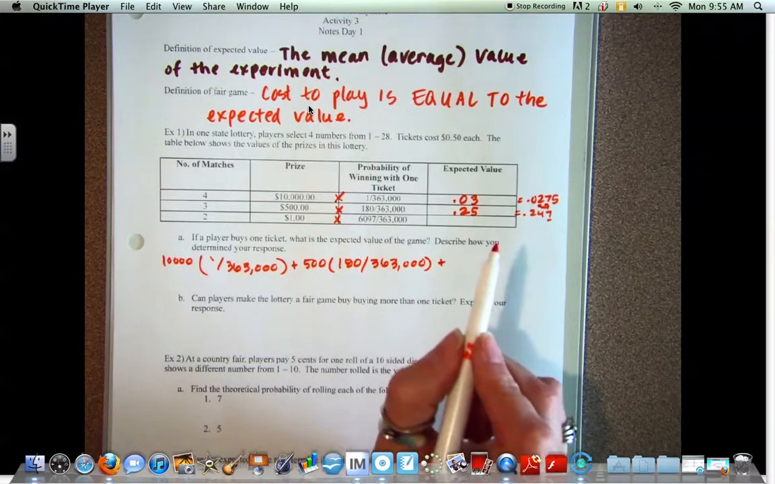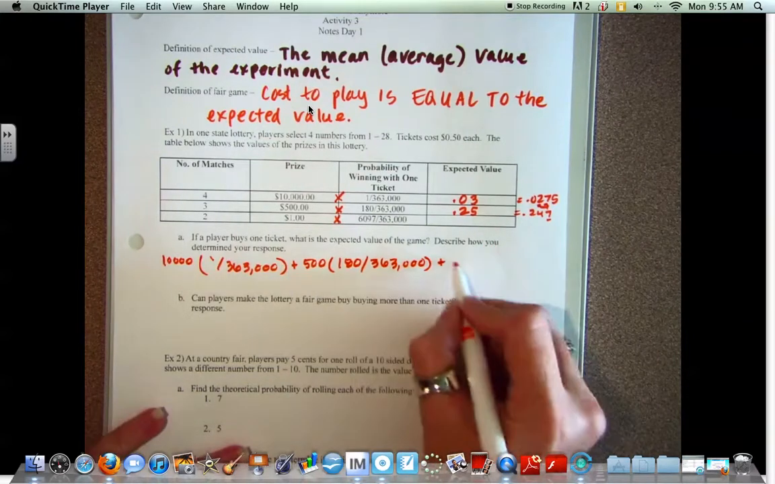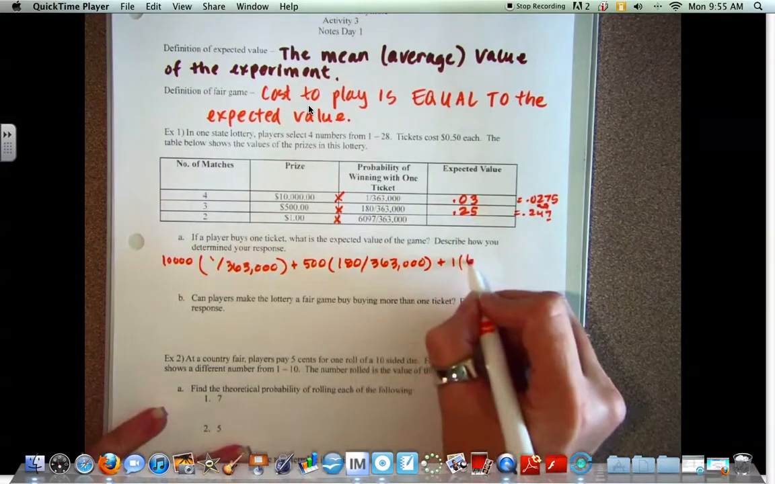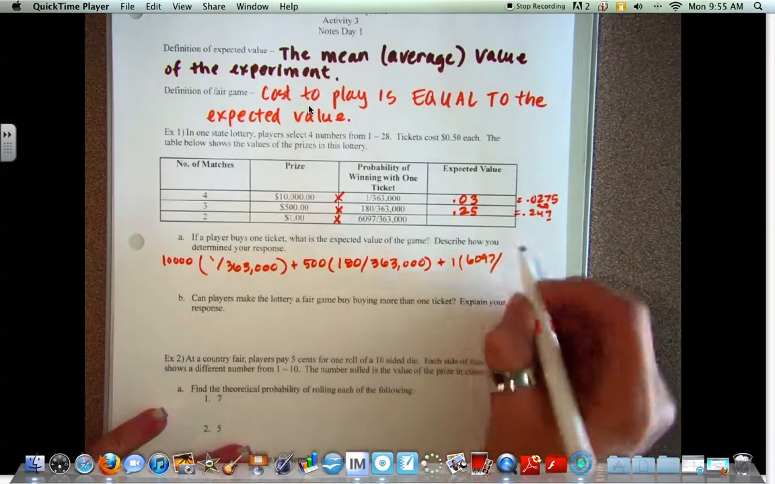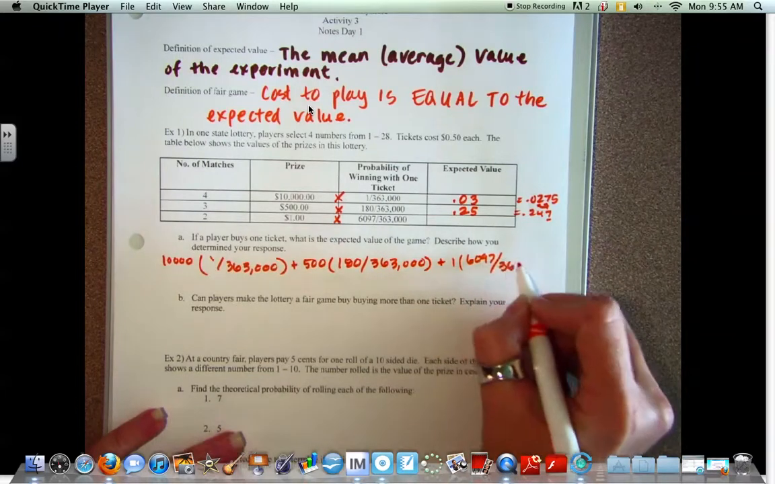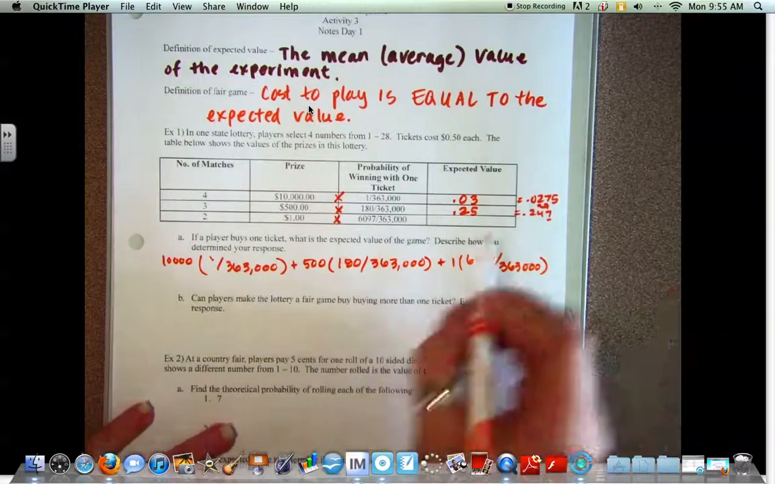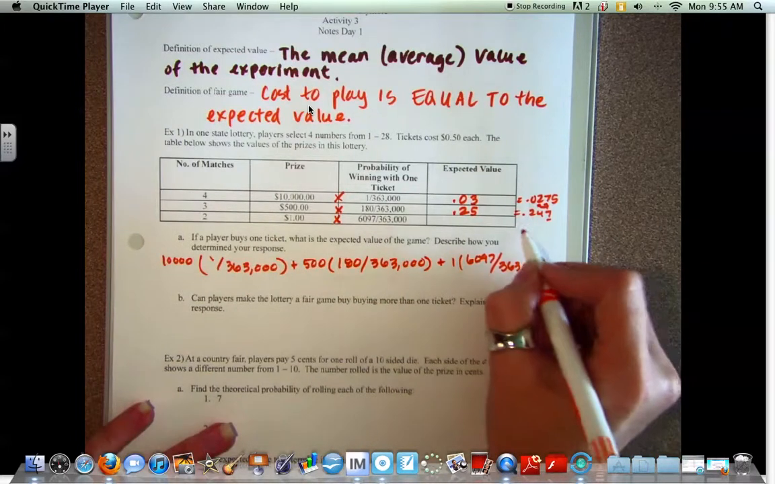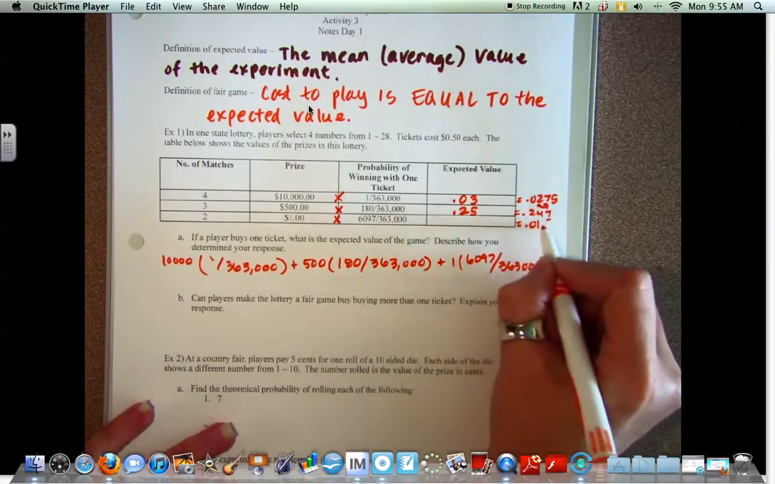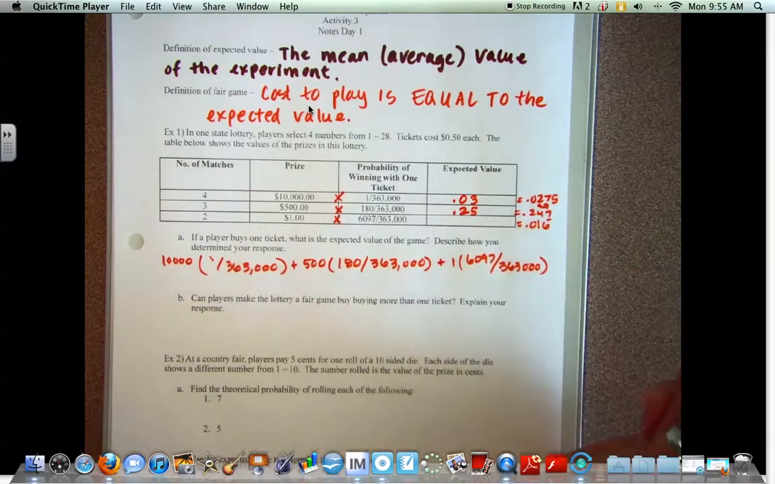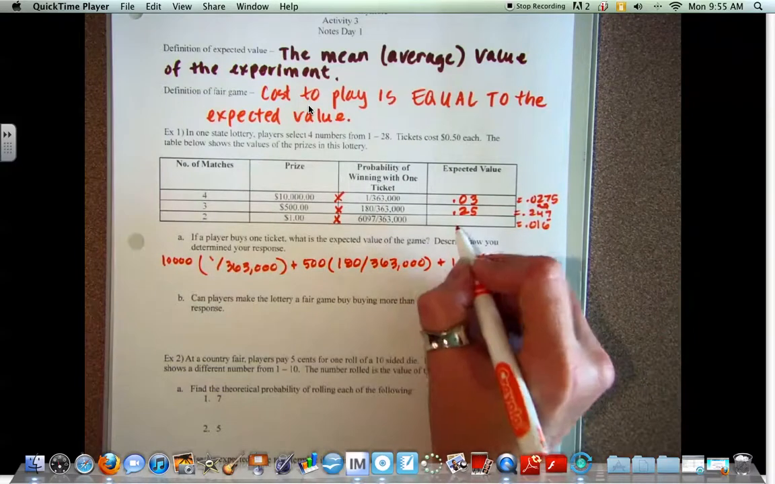The last prize is $1 times 6,097 divided by 363,000, which equals 0.016. So are we going to leave it at 0.01 or round it up to 0.02? 0.02.